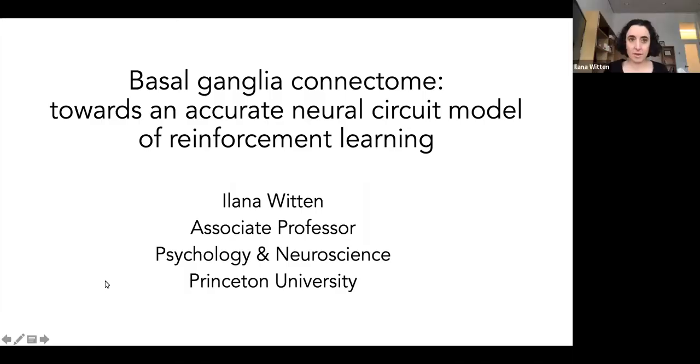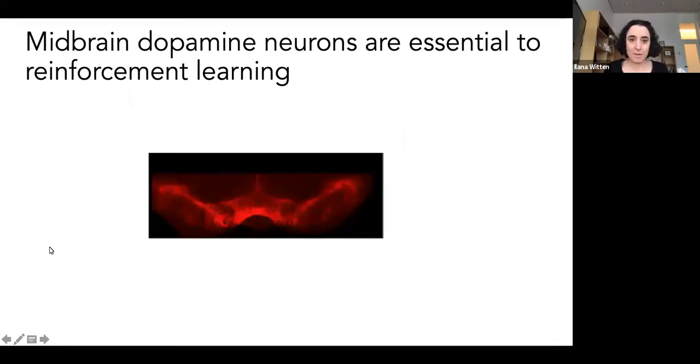My name is Ilana Witten, and I'm an associate professor at Princeton University, and I'll be talking today about the usefulness of the basal ganglia connectome. Midbrain dopamine neurons are a really important part of the basal ganglia, and what I'll be telling you about today is why we think they're so essential to reinforcement learning and how the mouse connectome could further our understanding of the computations that they're performing.